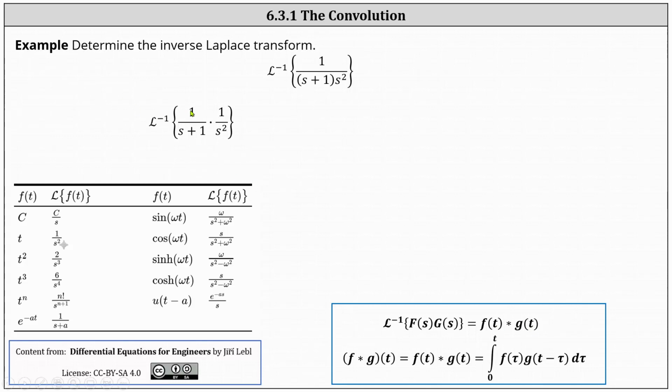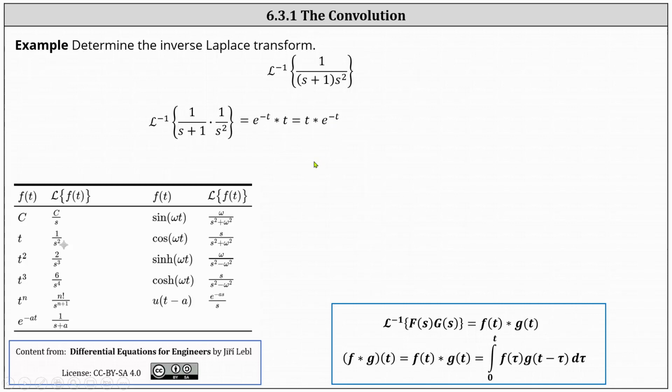Well, the inverse Laplace transform of 1 divided by the quantity s plus 1, using the table here on the left, where a is equal to 1 gives us e to the negative t, and the inverse Laplace transform of 1 divided by s squared is equal to t. And therefore the inverse Laplace transform is equal to the convolution of e to the negative t and t. And we can write this convolution as the convolution of t and e to the negative t.